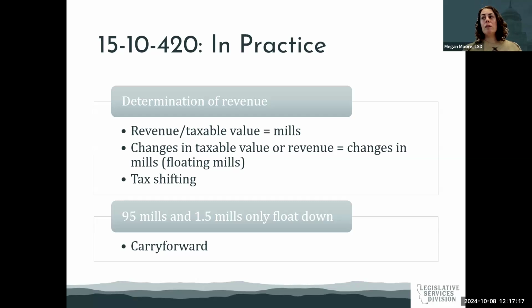However, the Supreme Court determined last summer that even though the mills may not exceed the statutory cap, when performing the calculation, the amount of revenue raised may exceed the statutory maximum, and any excess revenue may be carried forward to a future year. And that's why the full 95 mills was levied in 2024.